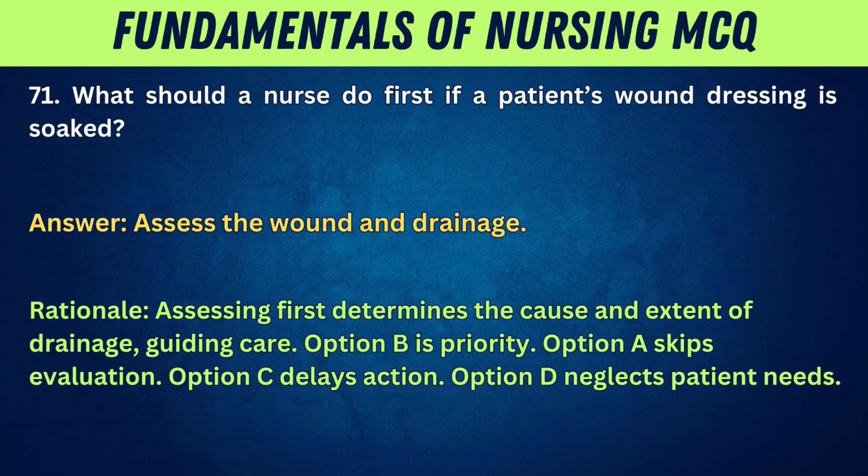Answer: assess the wound and drainage. Rationale: assessing first determines the cause and extent of drainage, guiding care. Option B is priority. Option A skips evaluation. Option C delays action. Option D neglects patient needs.